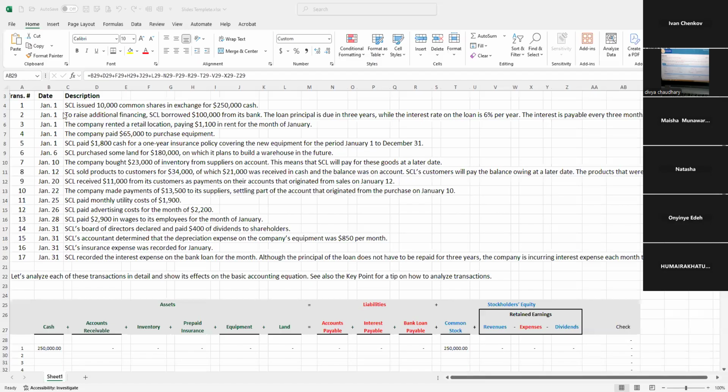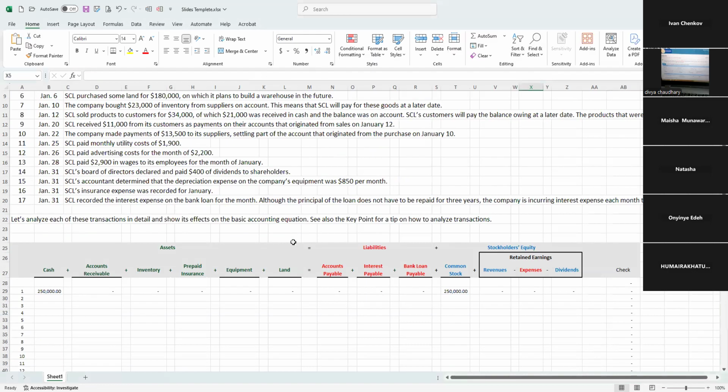Let's see what we're going to do now. The company decides to raise additional financing, and they borrow $100,000 from the bank. The bank asks that the loan is for 3 years, and the company has to pay annual interest of 6%. Interest is payable every 3 months. So what does the company get?